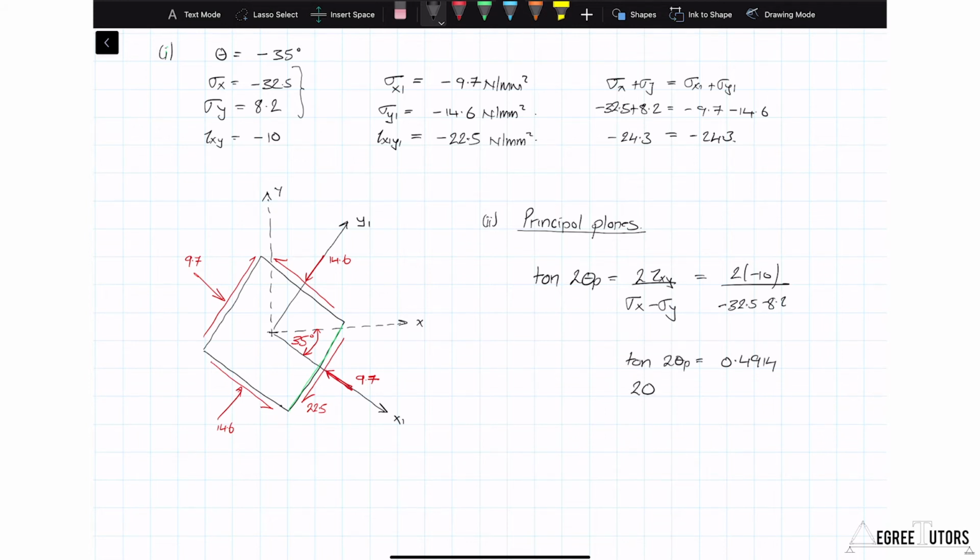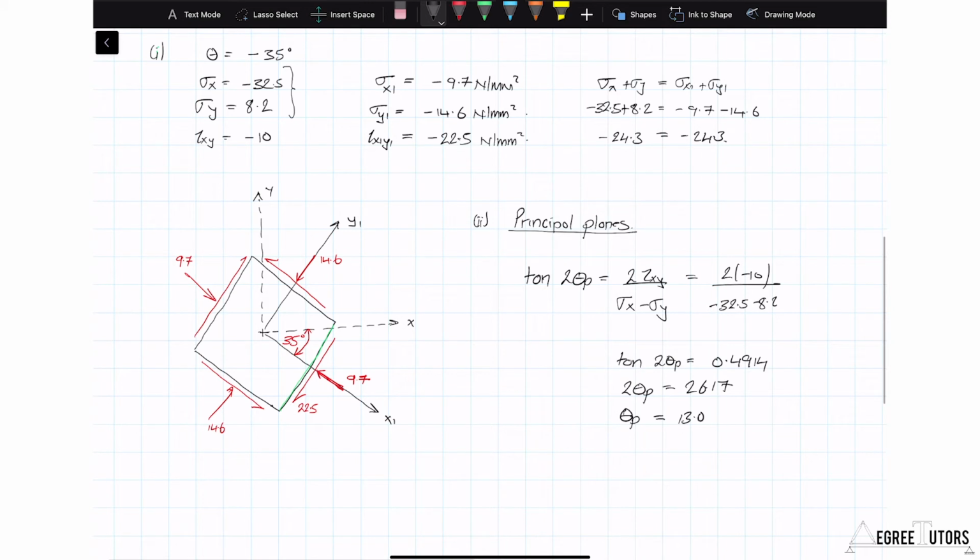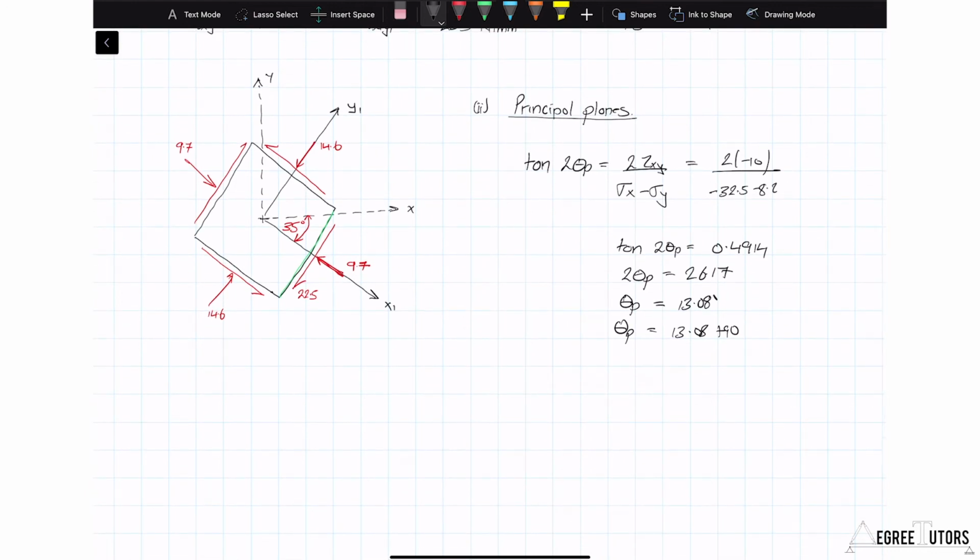Taking the arctan of both sides gives me 2 theta p equal to 26.17. Then one of the values of theta p, we won't say whether it's theta p1 or theta p2 yet, is 13.08 degrees, and the other theta p is going to be 13.08 plus 90, since these principal stresses occur on mutually perpendicular planes. That's 103.08. Okay, so I've got two principal planes here, and I know my principal stresses develop on these planes.